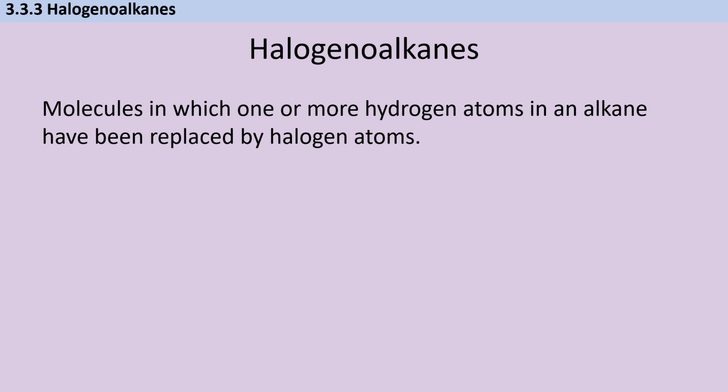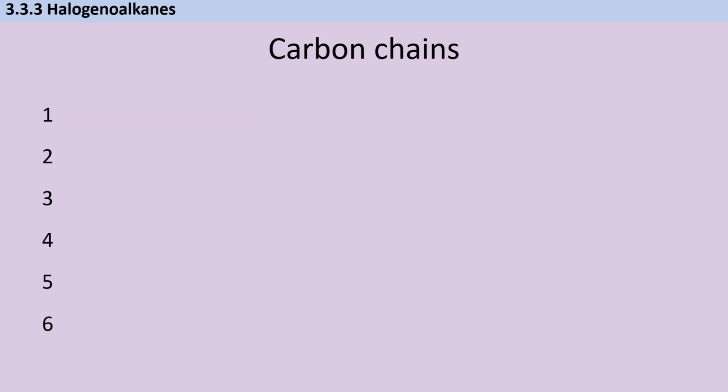Halogenoalkanes, also known as haloalkanes, are molecules in which one or more of the hydrogen atoms in an alkane has been replaced by a halogen atom. The names for the halogenoalkanes are based on the names for the straight chain alkanes. So we start by using our prefixes that refer to the number of carbon atoms in the longest chain.